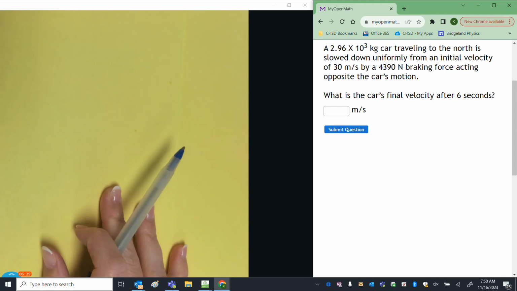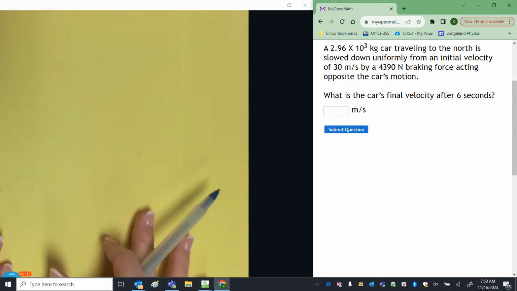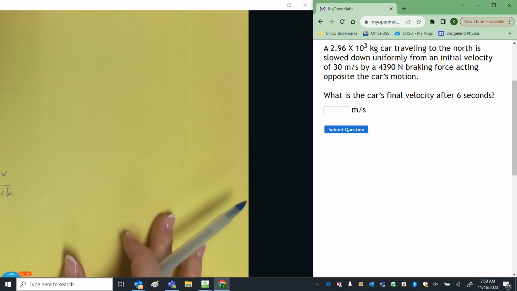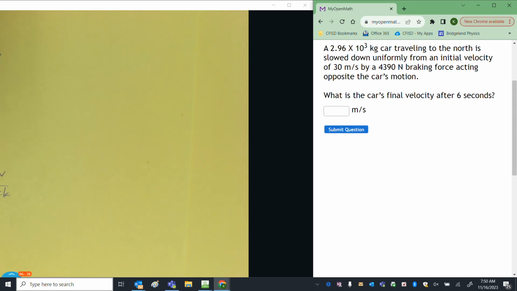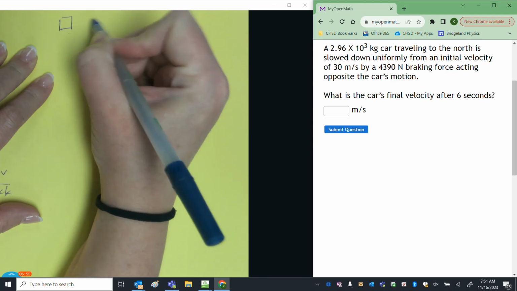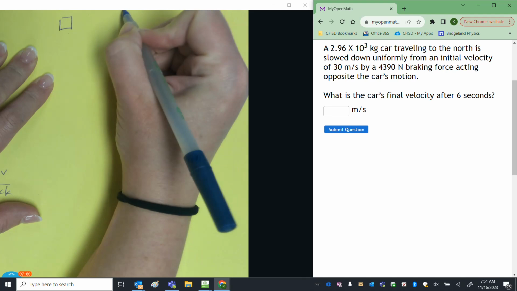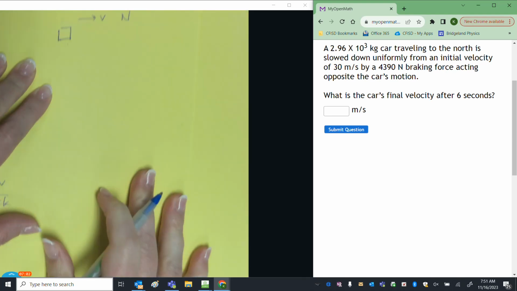It says, okay, a 2.96 times 10 to the third kilogram car traveling to the north is slowed down uniformly from an initial velocity of 30 meters per second by a 4,390 Newton braking force acting opposite the car's motion. What is the car's final velocity after 6 seconds? So this car is moving along, okay, and it's moving to the north, so its velocity might be this way. Let's call that north.